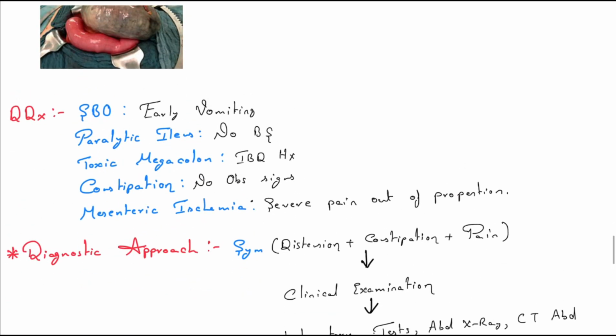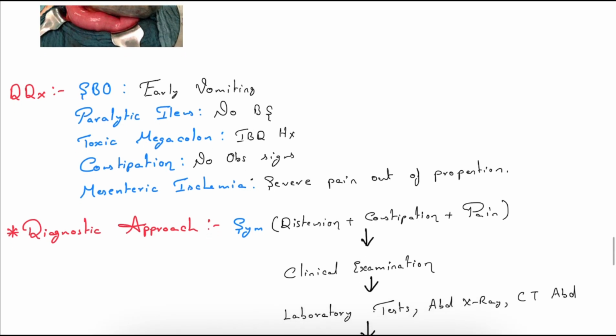So we have some differential diagnosis. In large bowel obstruction, whenever the doctor asks for differential diagnosis, we have to tell these things. First one, small bowel obstruction. In small bowel obstruction, we can differentiate with early vomiting. Next, we can see paralytic ileus. In paralytic ileus, we can't see any bowel sounds, so no bowel sounds.